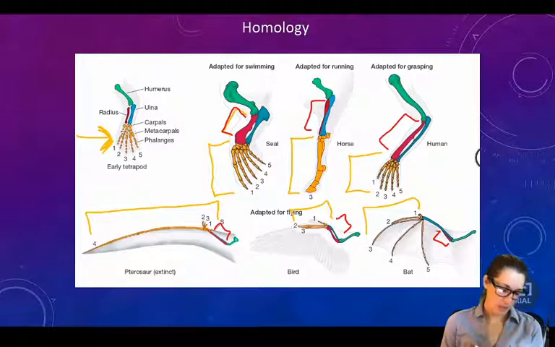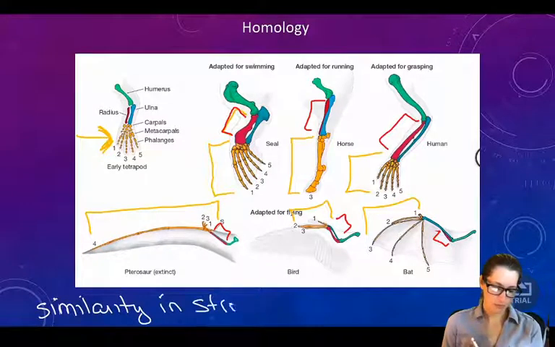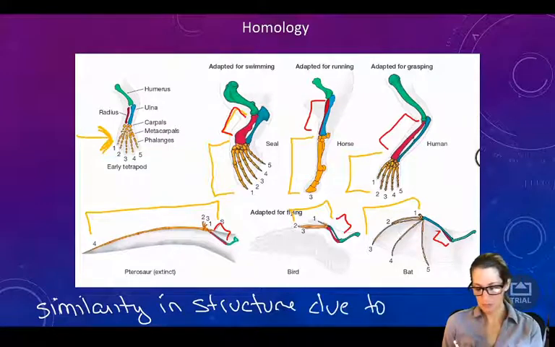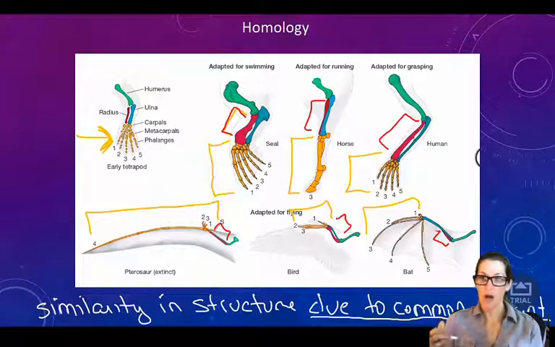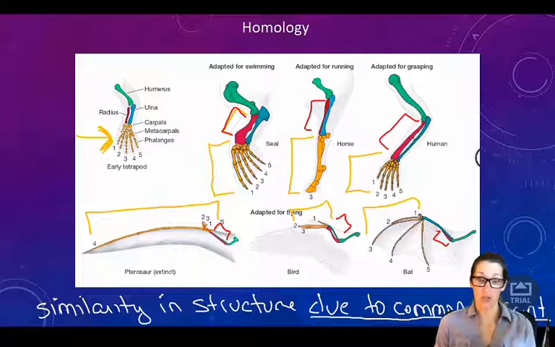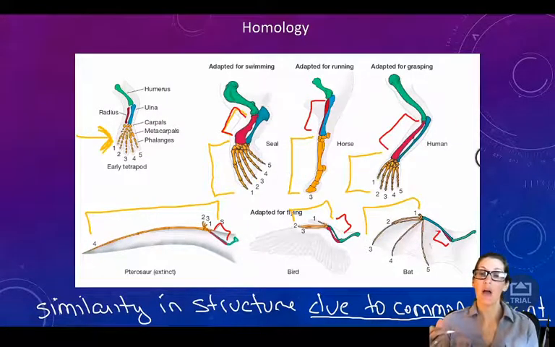So what homology means is similarity in structure due to common descent. This is critical: due to common descent. So they have a common ancestor, and that's why these structures are very, very similar: common ancestry. We'll talk later about how we can have similar structures not due to common ancestry.